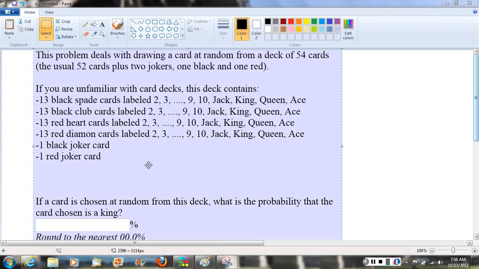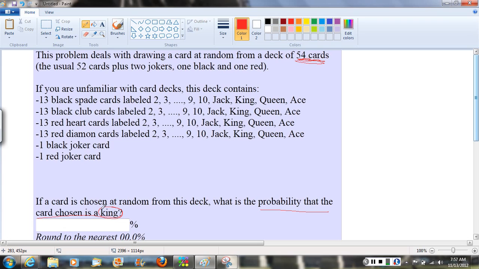And also notice that there's a really important piece of information given in the beginning of the question, which is that there's a total of 54 cards in the deck. So we're going to need that piece of information, and it will be nice to have it there calculated for us already. Alright, now let's look down at the probability they're asking for. They're asking for the probability that the card chosen is a king.